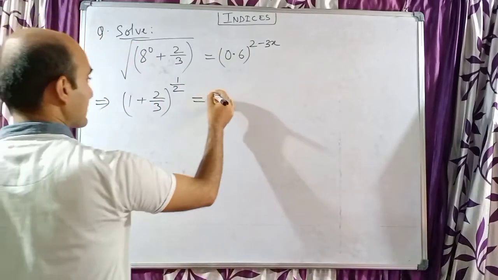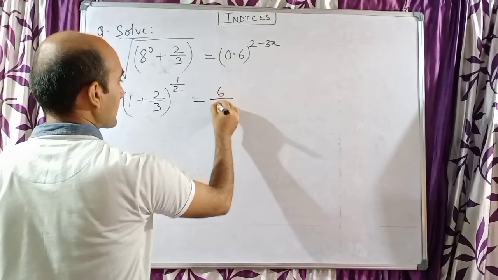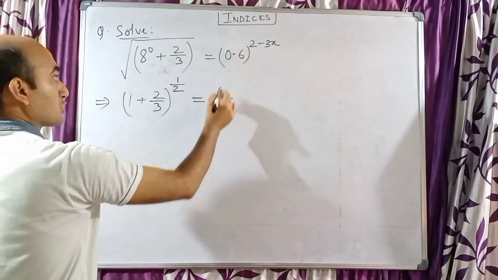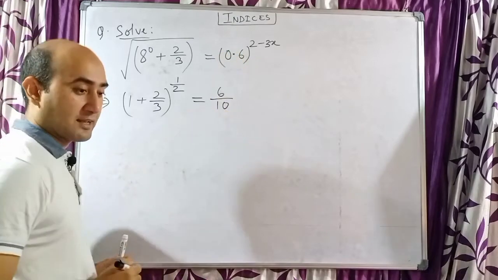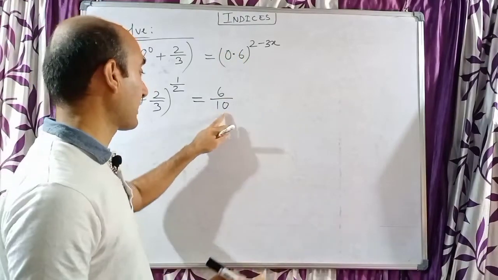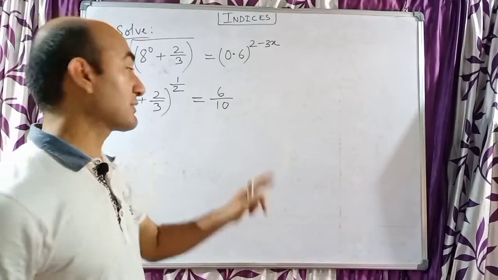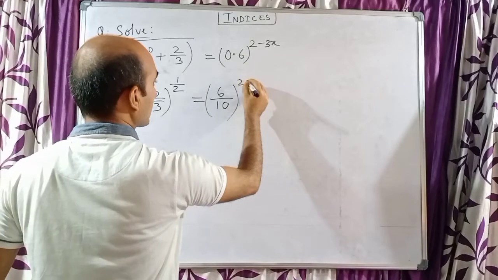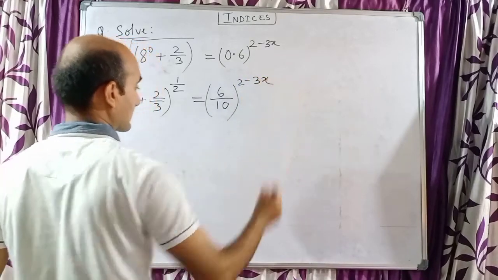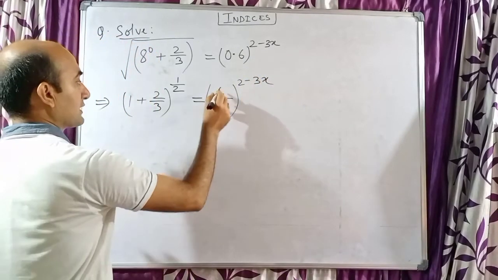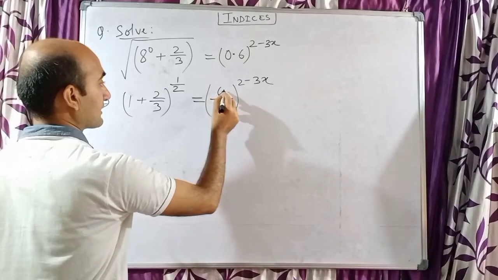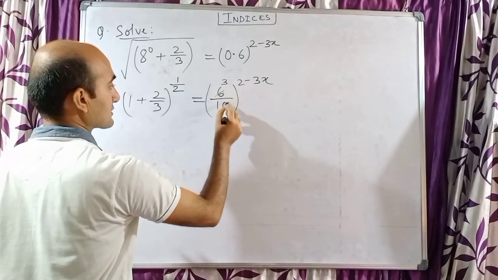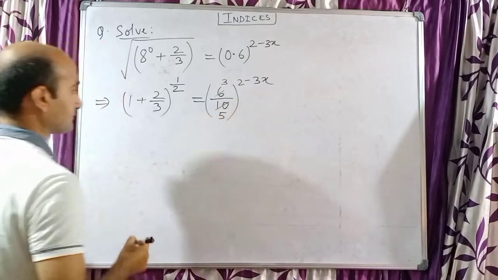To make it balanced, you write 0.6 as 6 by 10, because after the decimal there is one digit. So to remove the decimal we have to write 10. Had there been 2 digits, we divide by 100. Had there been 3 digits, we divide by 1000, and so on. And its power is 2 minus 3x. Both numbers can be further simplified. So we can write it: 2 3s are 6, 2 5s are 10.